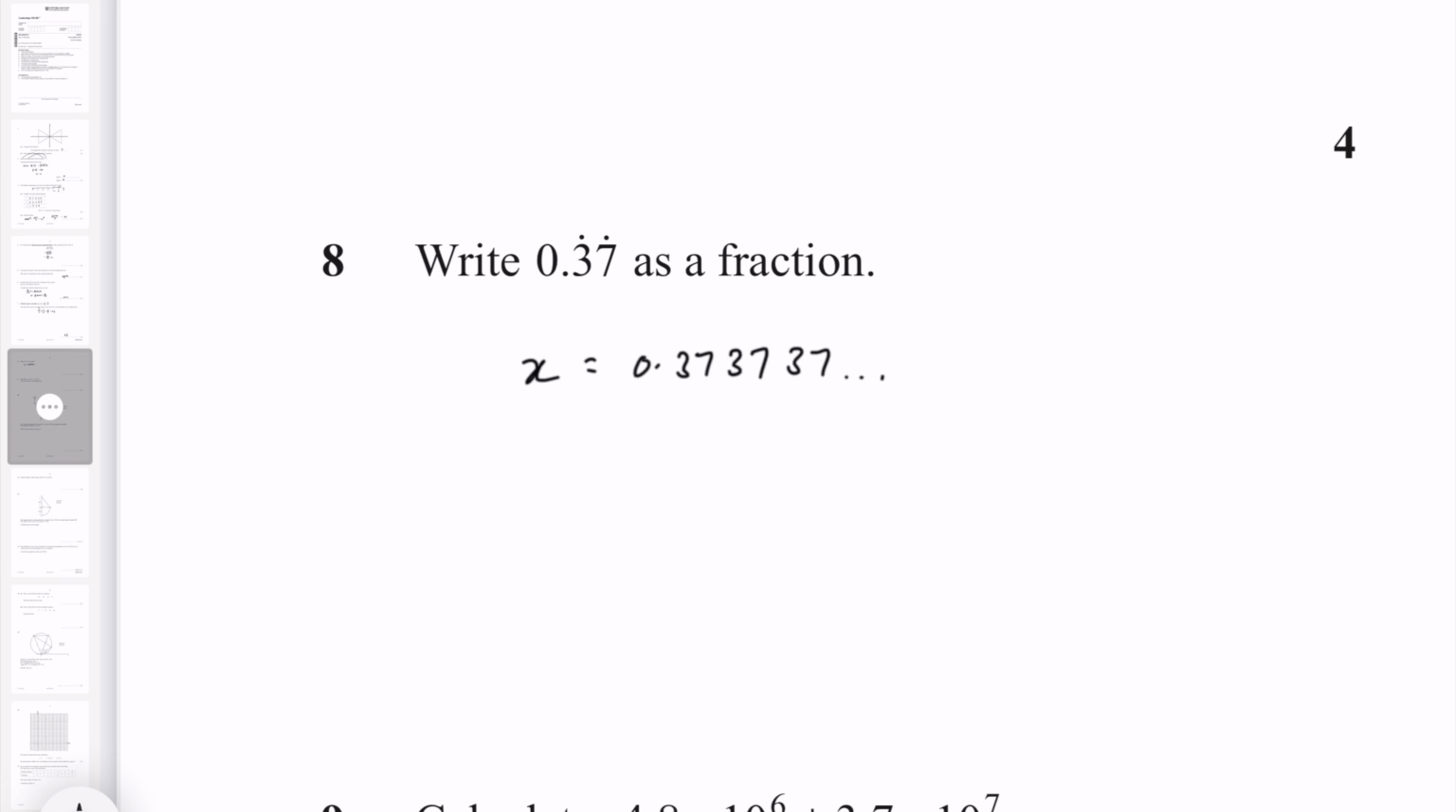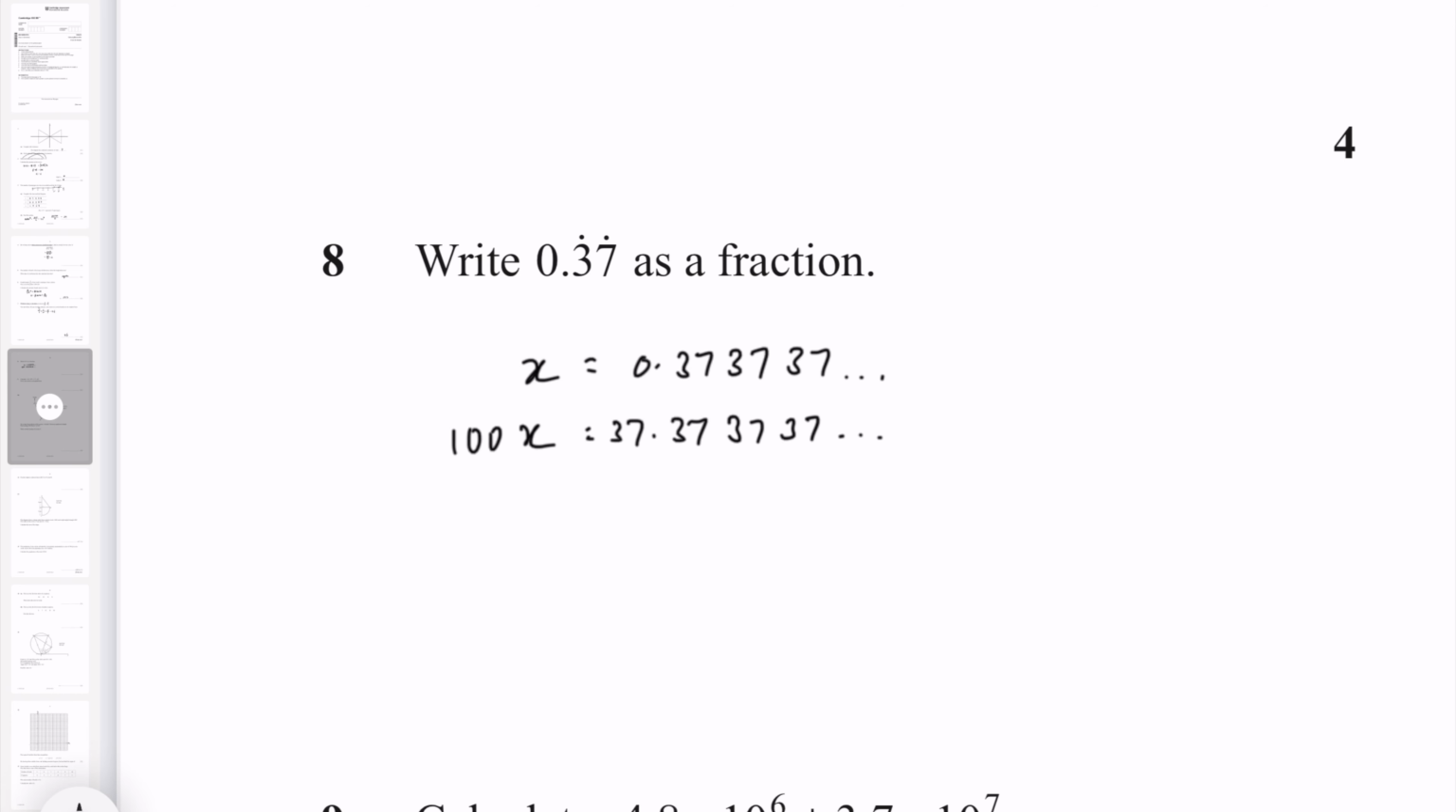I'm going to times 10, see what happens. 10x equals 3.73737, and that does not help me. So let's go for 100x. That's 37.373737. And now this works because I can take 100x minus the x.